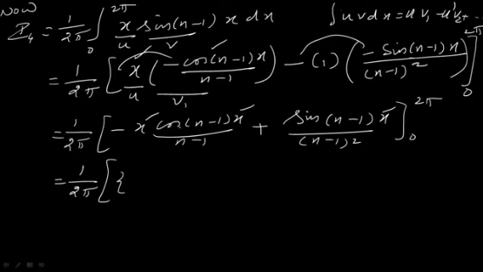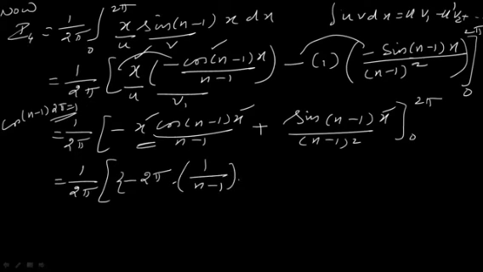First let me replace this x by 2 pi. So in the first term look at this x, that is minus of 2 pi. If I replace x by 2 pi, minus 2 pi, cos n minus 1 2 pi is plus 1. Okay, so that is 1 by n minus 1 plus sin n minus 1 2 pi. Sin n minus 1 2 pi, the value of this one is 0. So you have 0 for the second term.